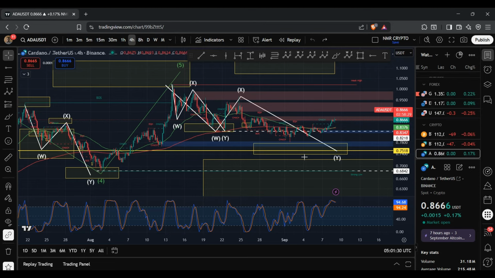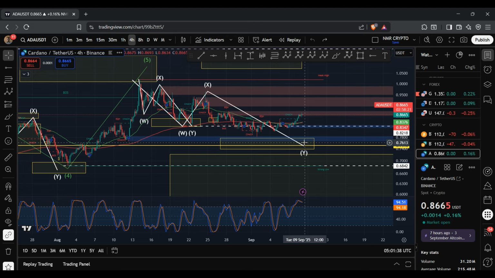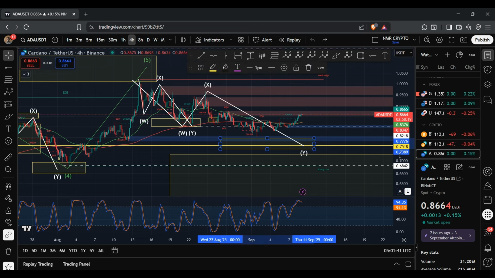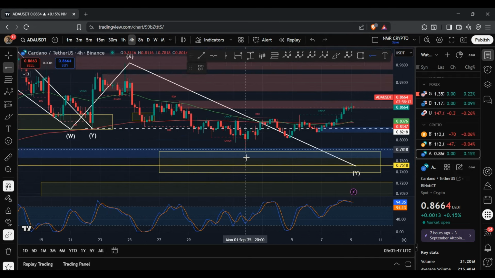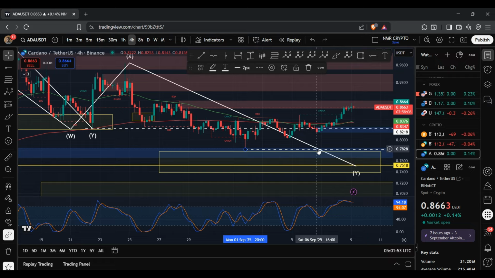So ADA's been in a correction over the past couple of weeks, and I mentioned in my previous update that I was tracking a WXY structure, and there was potential for this Y wave to tap into this region between 73.89 cents to 77.76 cents. So here you can see that we ended up reaching this level at 78.18 cents, which just about falls short of this region that I talked about.